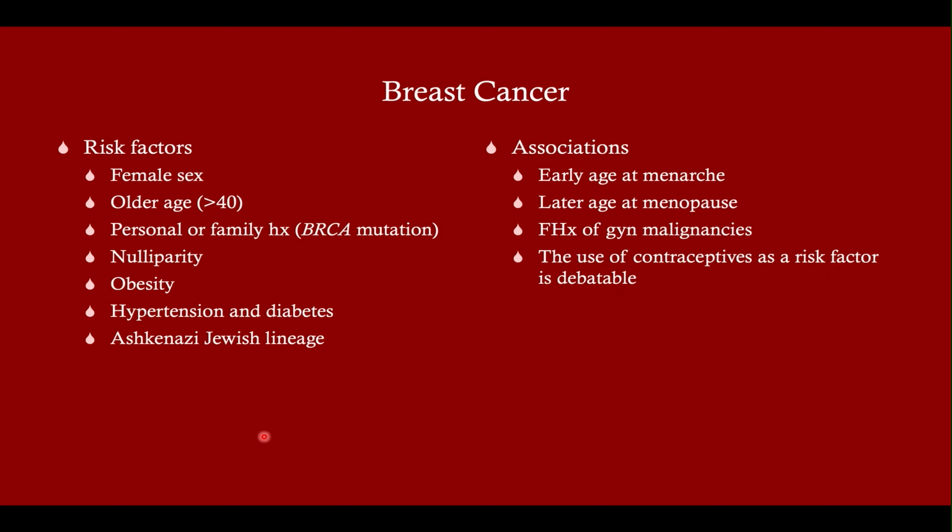Risk factors, here they are. Being female, being a little bit older, in your 40s, 50s, and 60s. The median age is in the mid-50s. Personal or family history, usually associated with a BRCA mutation. Nulliparity, obesity, hypertension, diabetes, generally associated with obesity. And then there is an increased incidence in the Ashkenazi Jewish population.